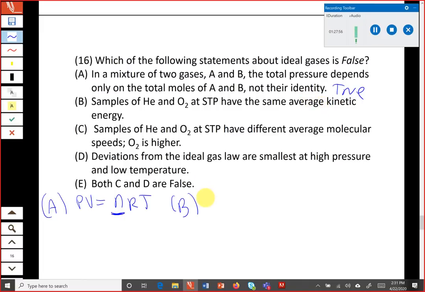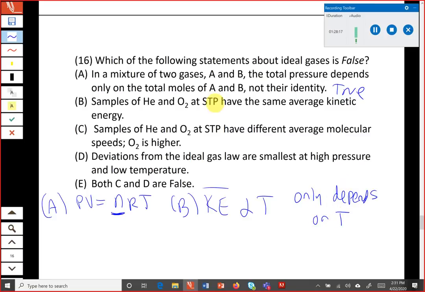So the key concept for kinetic molecular theory is that the average kinetic energy of a gas only depends on the temperature. That's the only variable that influences kinetic energy. And what that means is that if you have two gases at the same temperature, they're going to have the same average kinetic energy. It doesn't matter what the two gases are.